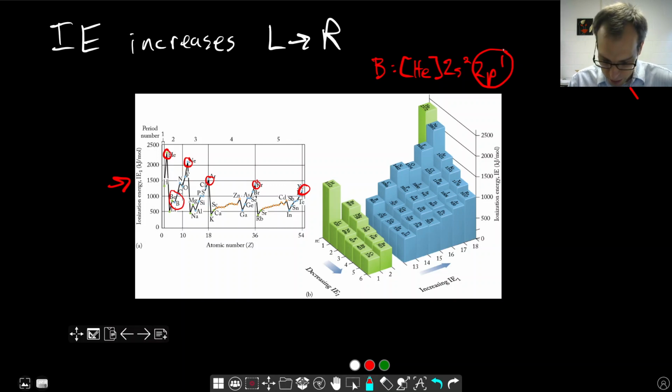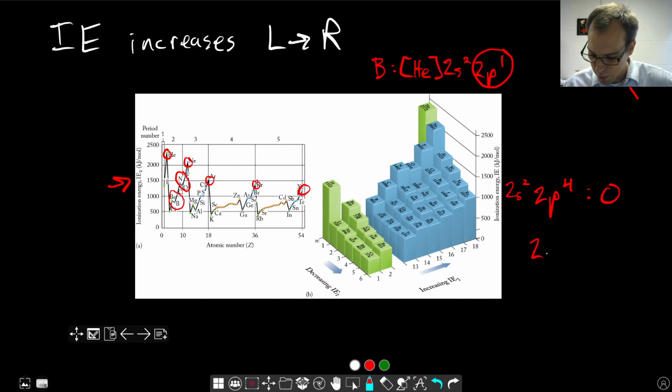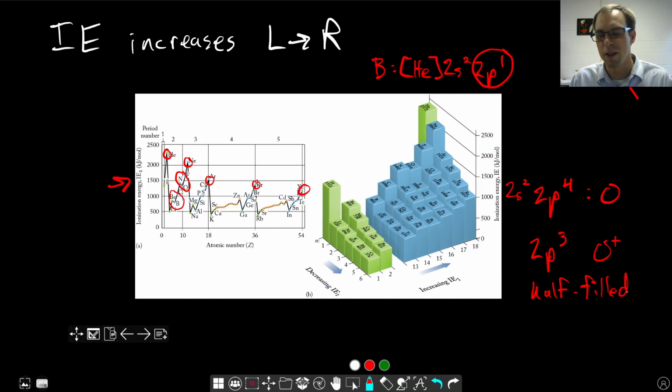The same thing happens between nitrogen and oxygen, where we get this little dip. We go from a 2p4 in oxygen. Let me make sure I have that right. Yeah, 2p4 in oxygen. Those are our valence electrons. You also, of course, have the s electrons as well. And if we lose an electron, we end up with a half-filled shell. So this would be O+. This is half-filled, and that's a little bit more stable, so it takes a little bit less energy to take off that electron, because you're left with something that has a little bit lower energy.